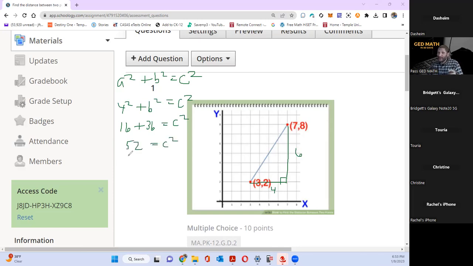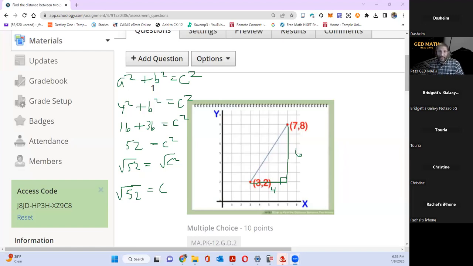I heard you say it. I love it. Take the square root of both sides. And we get c is equal to the square root of 52. What is the square root of 52? I don't know. I know it's between 7 and 8, but I don't know what it is. So guess what I'm going to use? I'm going to use my calculator.